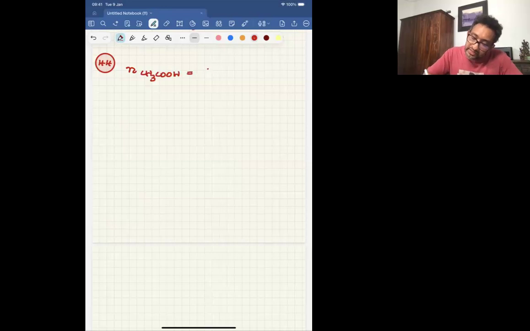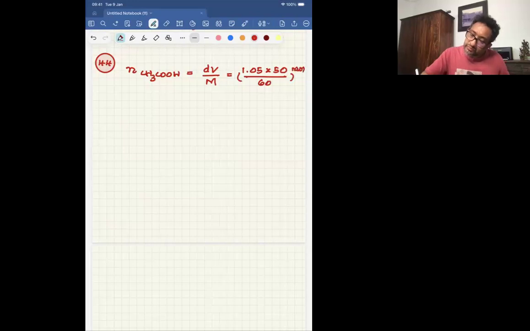Moles is equal to density times volume divided by the molecular mass. Density is 1.05. Volume is 50. Acetic acid molecular mass is 60. So that will give you moles. 1.05 times 5 divided by 6 is equal to 0.875.